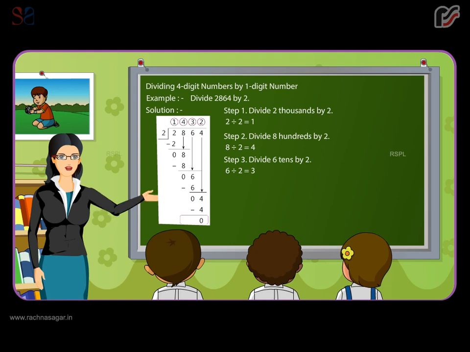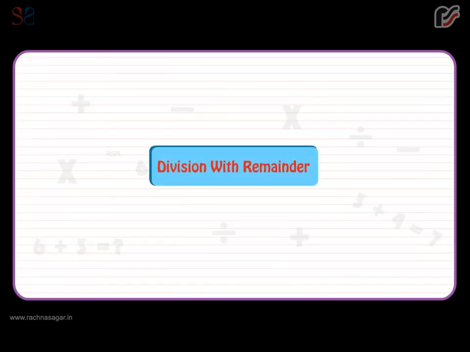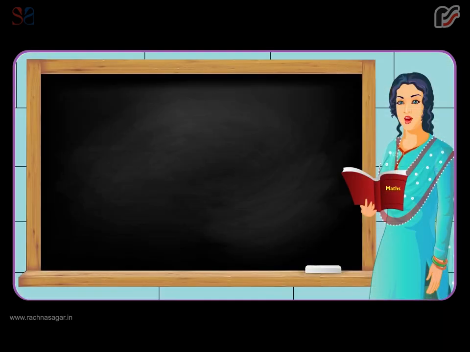6 divided by 3 is equal to 3. Step 4. Divide 4 ones by 2. 4 divided by 2 is equal to 2. Thus, the quotient is 1432. Division with remainder. Example, divide 97 by 3.